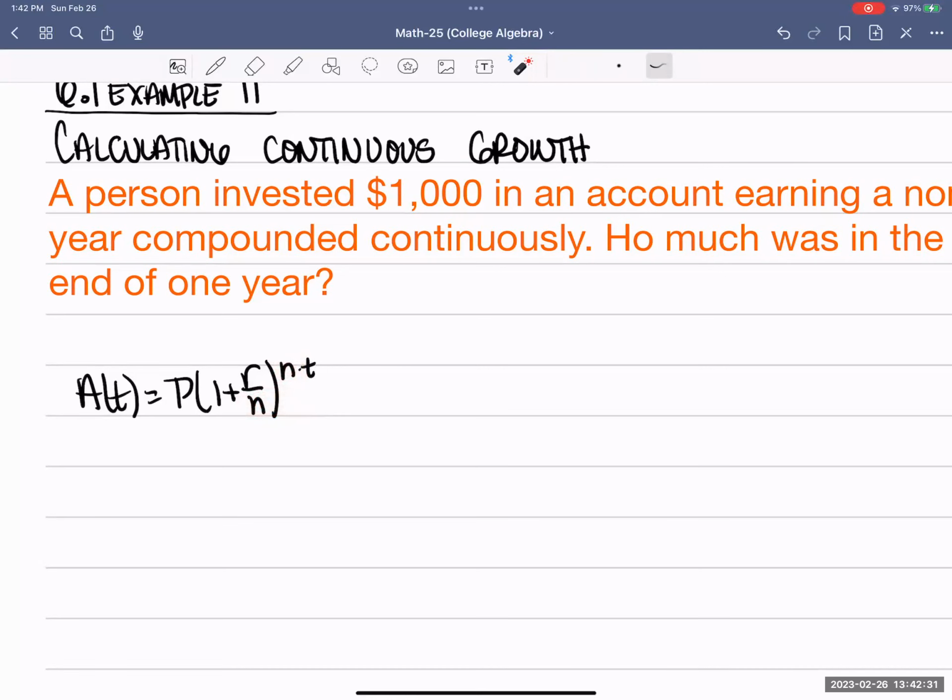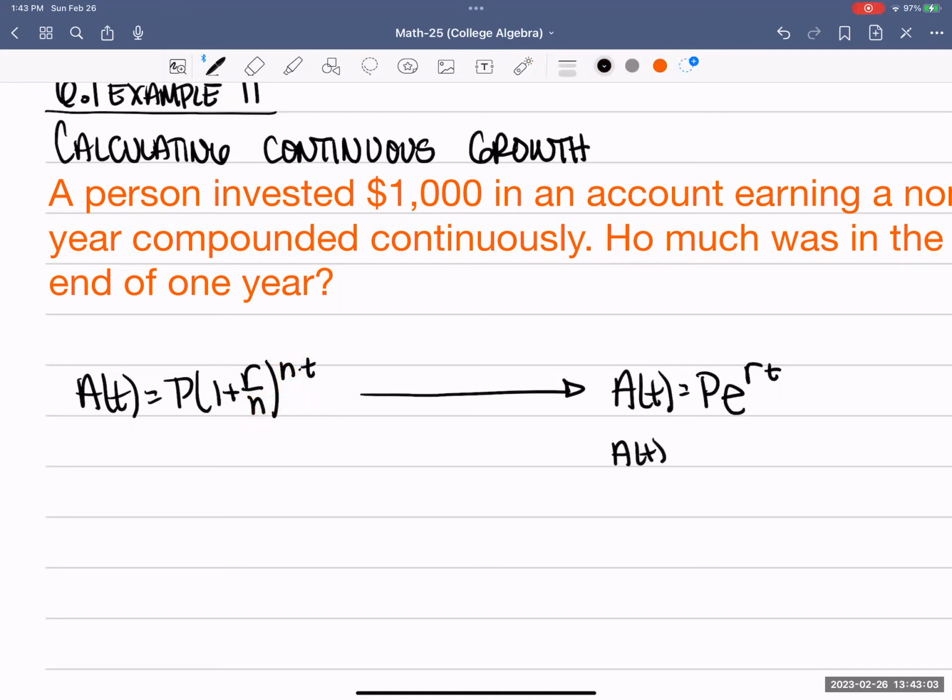But what we have here is compounded continuously. So what we say is that N ends up going to infinity. And with compounding continuously, that equation turns into this: we still have P, or P times E raised to the RT. So we no longer have N. We don't need to know what N is. The rest is still the same.